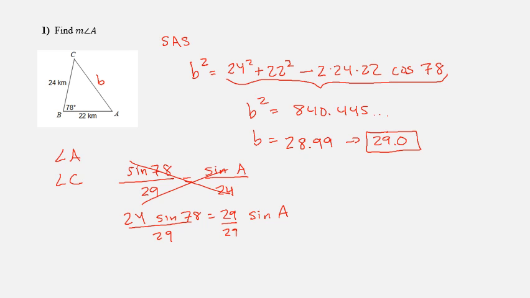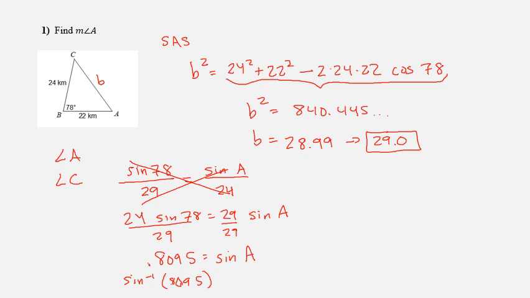Remember this? Okay, so in my calculator, I'll type 24 sine of 78 divided by 29, right? And so I get 0.8095, right? Oh my goodness, I just wrote it totally backwards. Sorry, guys. 0.8095. And remember that that's the sine of A. So to get A out from this sine, we're going to use the sine inverse.